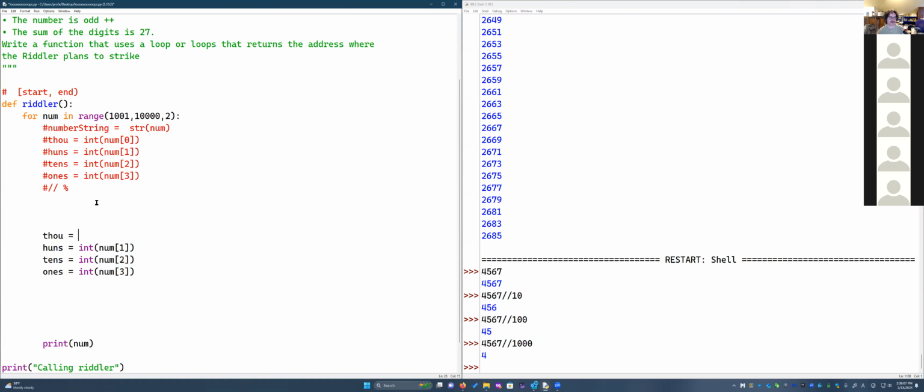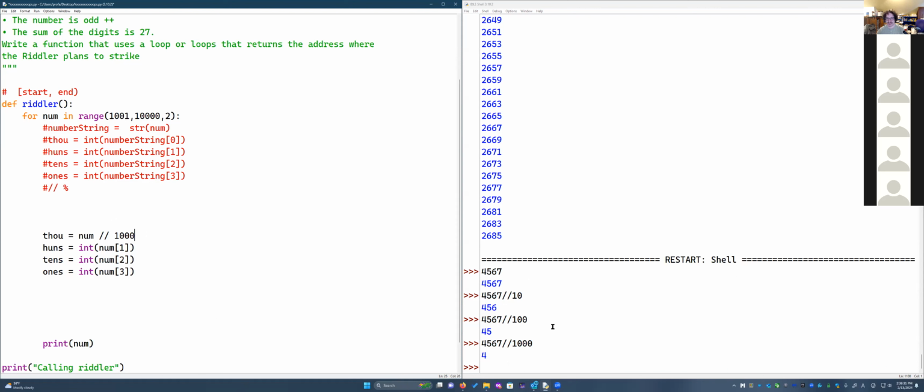So we know this is going to be a 4-digit number. So we can just type over here on the left, thousands is equal to number divided by 1000. Actually, technically above, this should have been this. Okay. Anyway, thousands is equal to number divided by 1000.